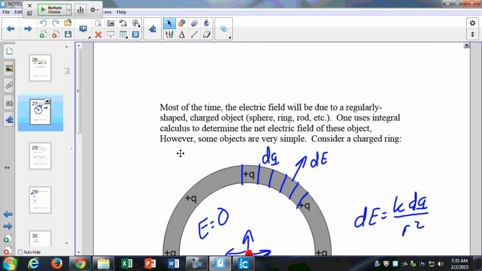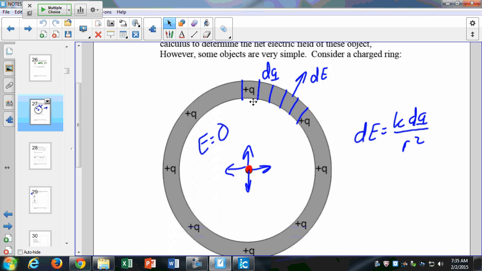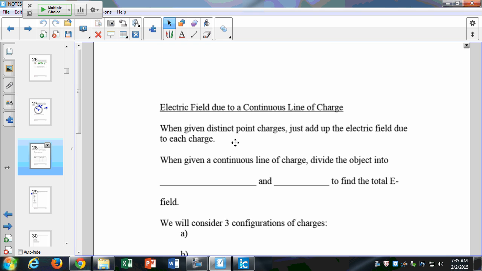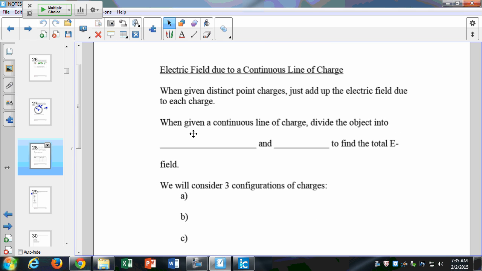We sort of did this really easy derivation for the field at the center of a charged ring. And if we think about adding up all the electric fields, they just go to zero. We're going to look at the electric field due to several different shapes or continuous lines of charge. These are shapes where you have a charge that is evenly distributed across that shape.